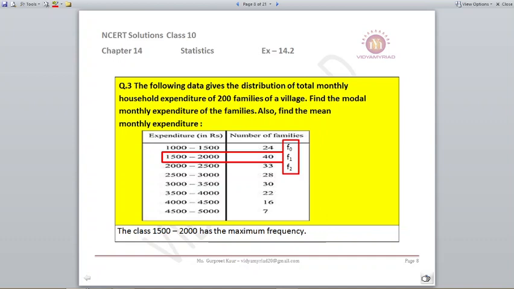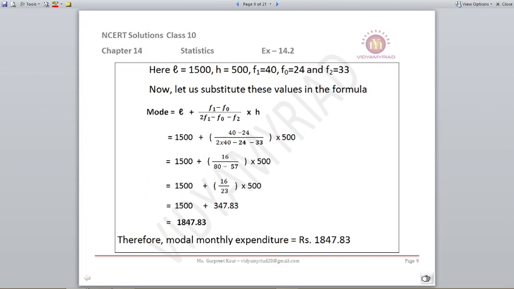So we will take the modal class of 1500 to 2000. Based on this, we will find out what is F0, 24, F1 will be 40 and F2 will be 33. Using this information, we are going to put this into our formula of the mode, which states that L plus F1 minus F0 upon 2F1 minus F0 minus F2 into H.